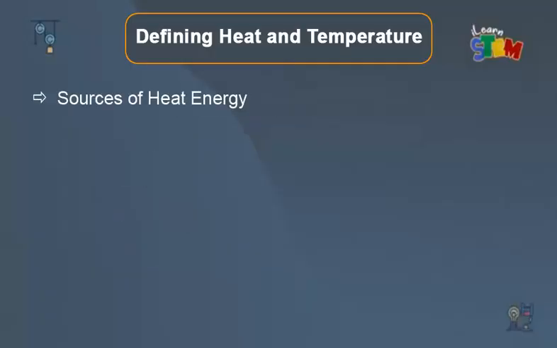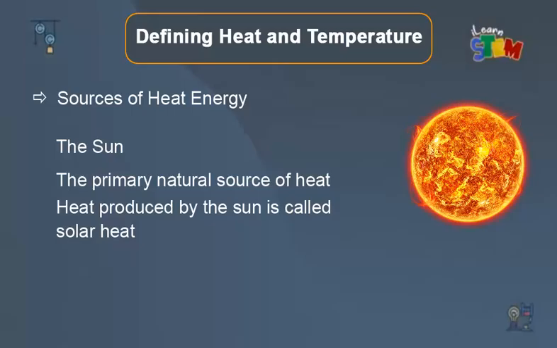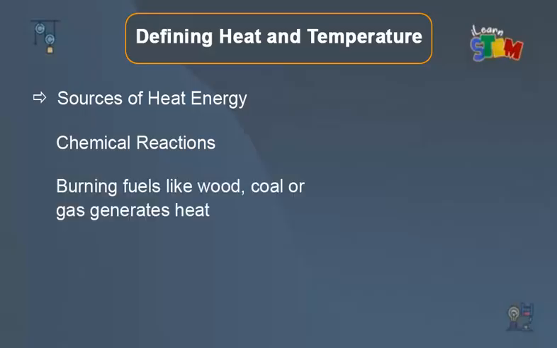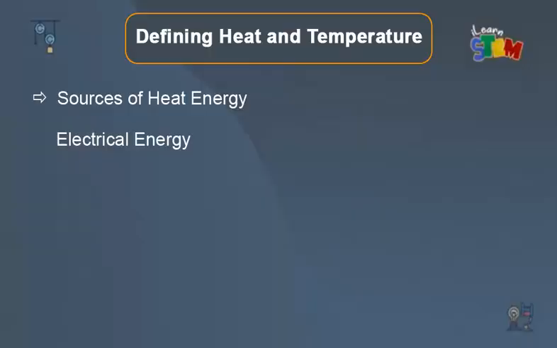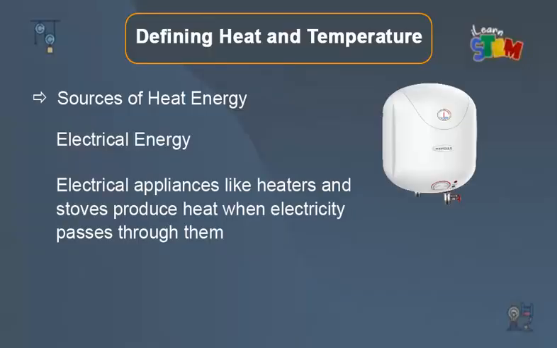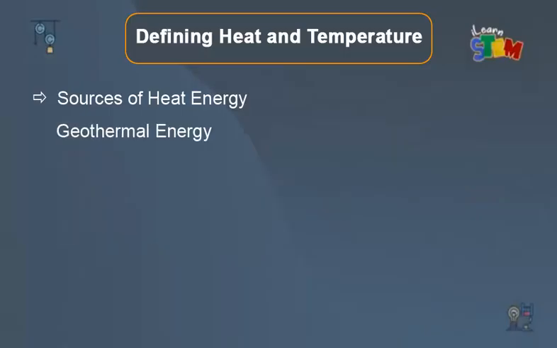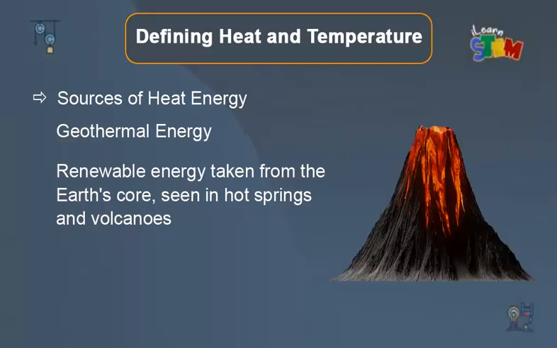Sources of heat energy. Heat energy can come from various sources, including the sun, the primary natural source of heat. Heat produced by the sun is called solar heat. Friction: when objects rub against each other, they produce heat. Chemical reactions: burning fuels like wood, coal, or gas generates heat. Electrical energy: electrical appliances like heaters and stoves produce heat when electricity passes through them. Geothermal energy: renewable energy taken from the Earth's core, seen in hot springs and volcanoes.